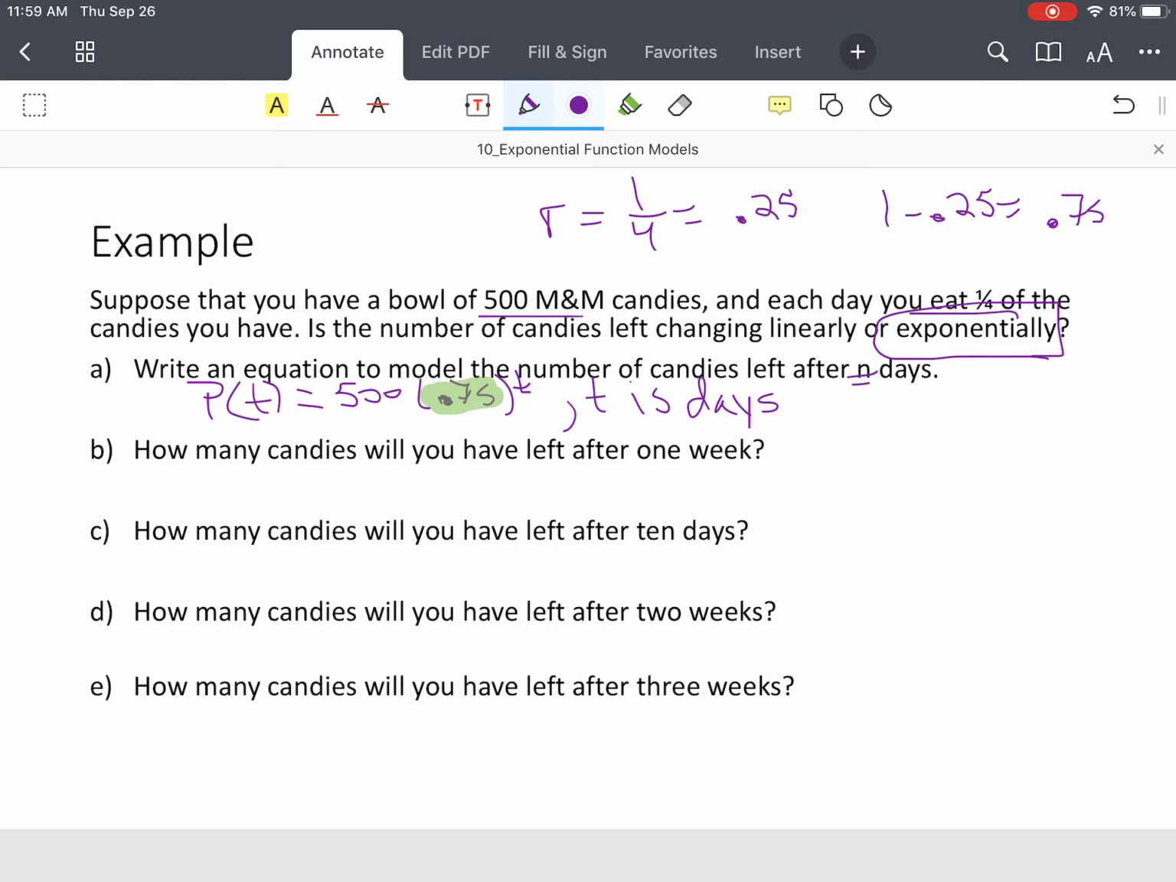How many candies would we have left after 1 week? That's 7 days. So you would do 500 times 0.75 raised to a power of 7. What we end up with after 1 week is 66.74 M&Ms, but we're going to round this. So we're going to say approximately 67 M&Ms.